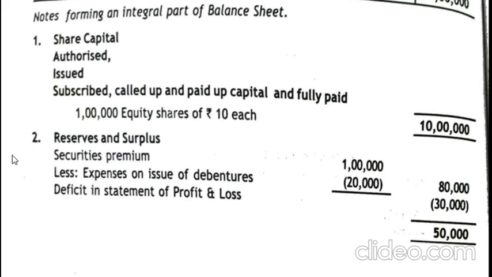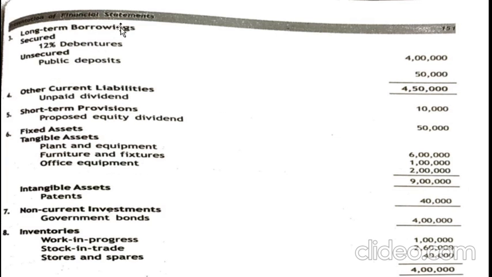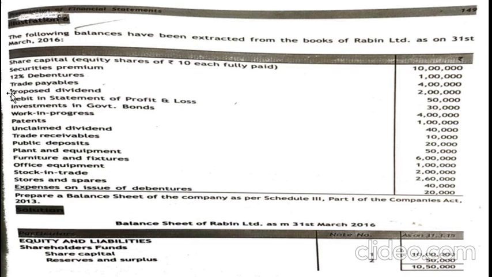So the next heading in your balance sheet format will be long-term borrowings. Under long-term borrowings, the money you are borrowing for your business purpose is classified into secured borrowings and unsecured borrowings. In the question we have 12% debentures. Then we need to look into the problem: do we have any other borrowings?